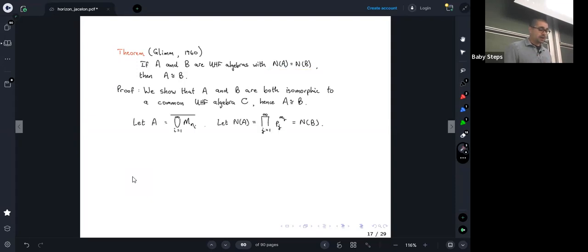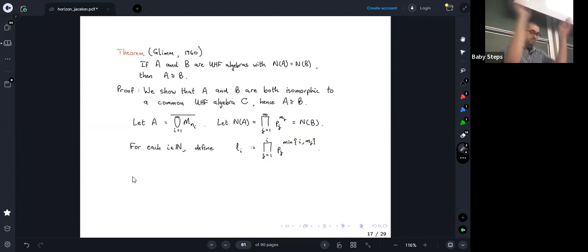So let's suppose we have A, this is our UHF algebra. This is its supernatural number, some formal product of prime powers, and it's the same as for B. I'm going to build for you a UHF algebra C where the associated numbers are what I'm going to call l_i. So it's going to be M_{l_1} sitting inside M_{l_2} sitting inside M_{l_3}, et cetera. And l_i is defined like this. All right, so it's a product from j to i of p_j to the minimum of i and m_j.